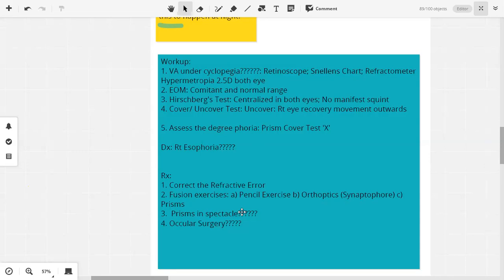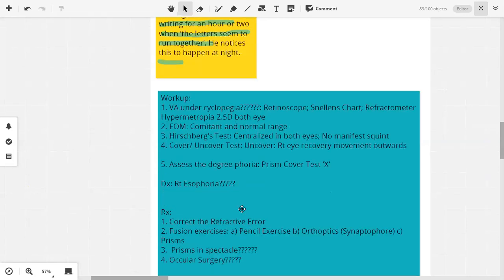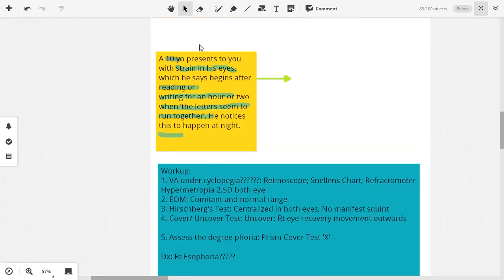Why are they not preferred? Because I'm not sure of the reason why, but in textbooks it's written that by using prisms of these high powers, the tendency is further exaggerated. What is the pathophysiology behind it? I don't know. But I do know the pathophysiology of why this patient who has hypermetropia has developed an esophoria, and together with these symptoms.